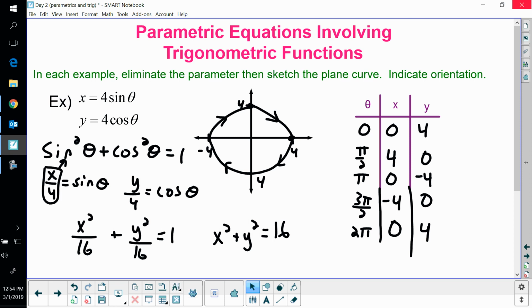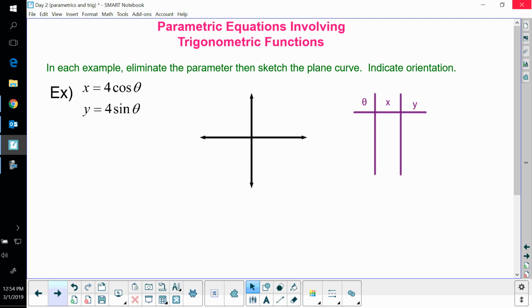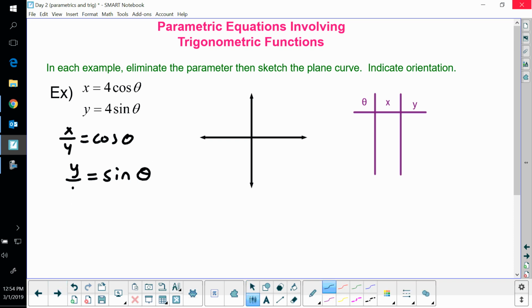So down at the bottom, notice we've switched the cos and the sine. So if we got x by itself, or got cos by itself, we would have x over 4 equals cos theta. We would have y over 4 equals sine theta. Oops, that should be a 4, not a y. So when we sub this into our Pythagorean property, again, we're going to get x squared over 16 plus y squared over 16 equals 1. Or in other words, x squared plus y squared equals 16. So notice exact same equation.